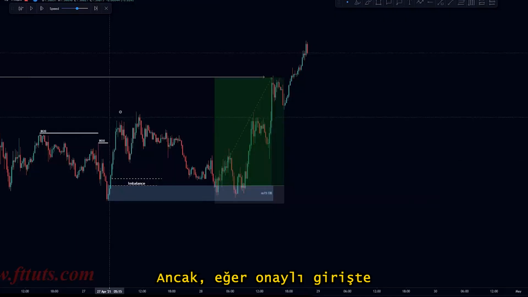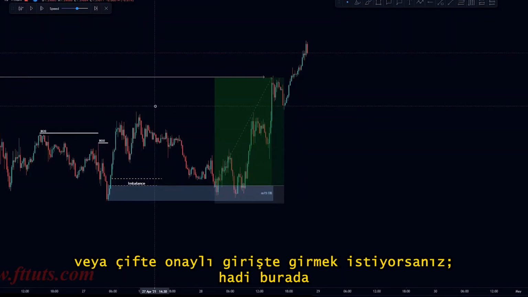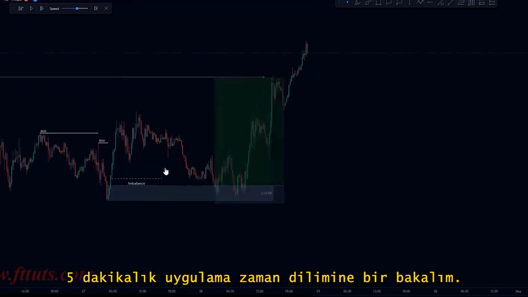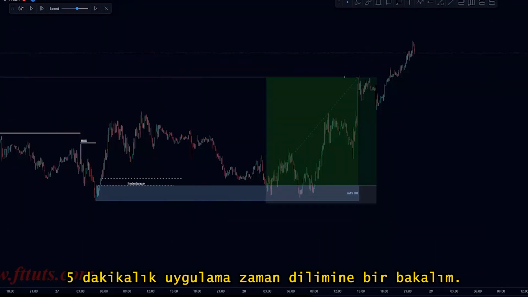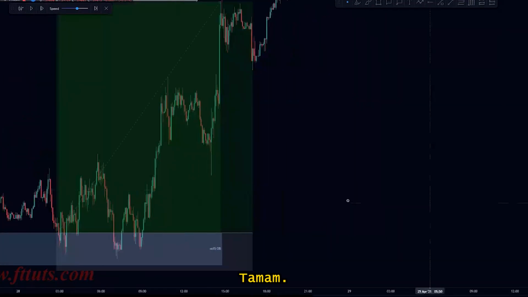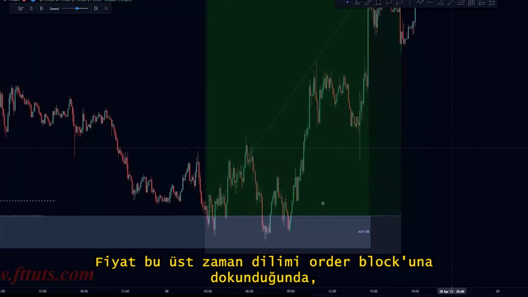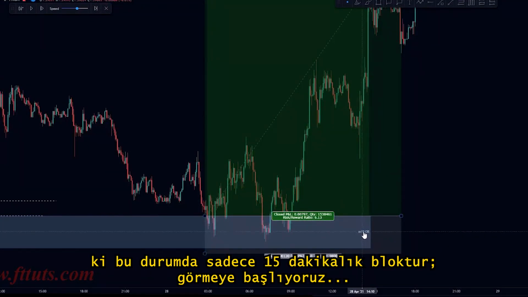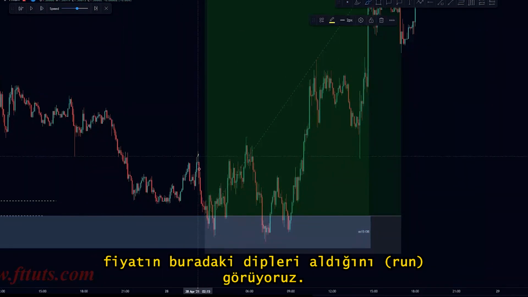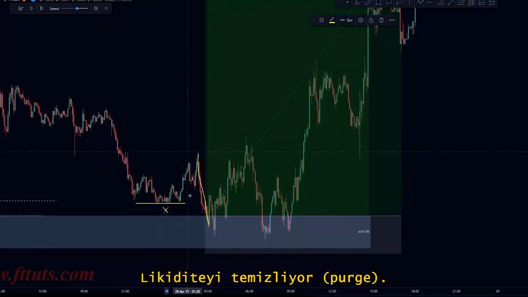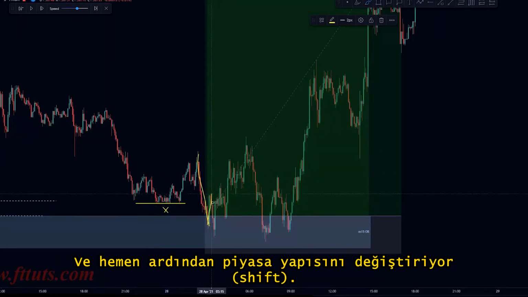However, if you want to enter on a confirmation entry or a double confirmation entry, let's take a look here down at the 5-minute execution time frame. Okay, so once price taps into this higher time frame order block, which in this case is just the 15-minute block, right, we start seeing price running the lows over here, right, purging liquidity, and then slowly after shifting in market structure, right?